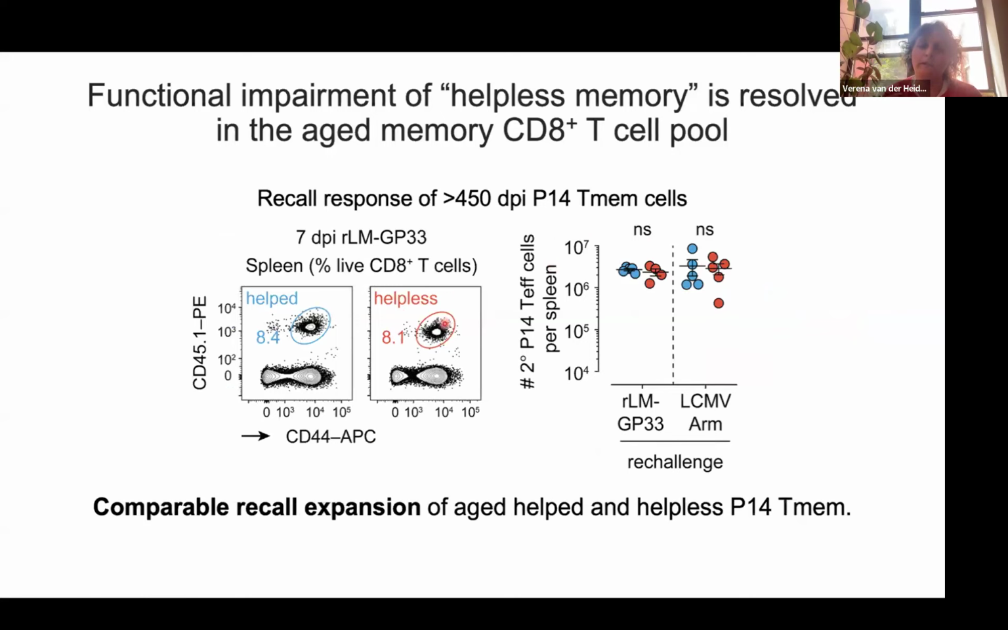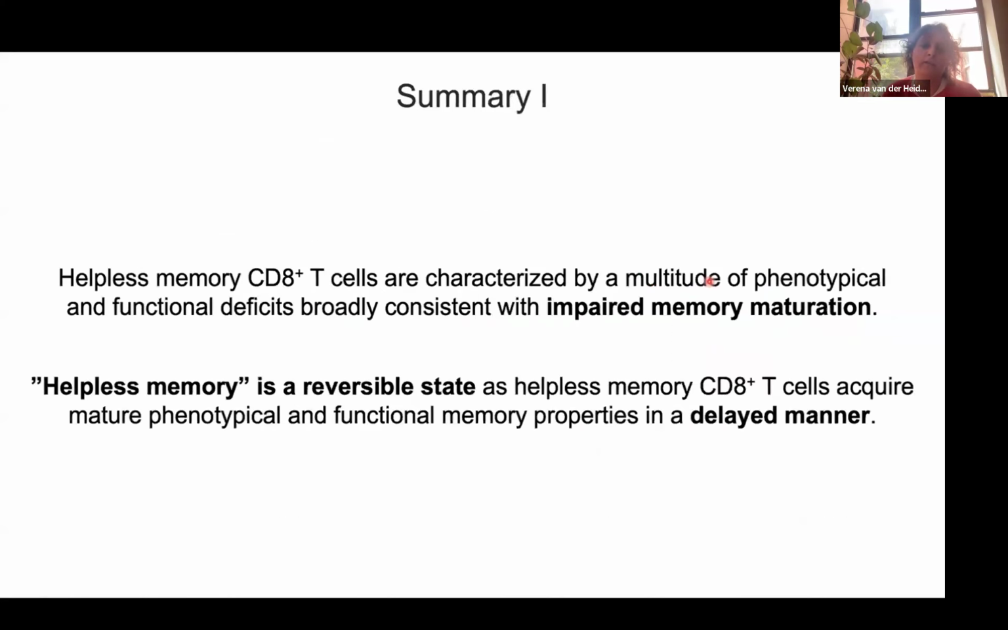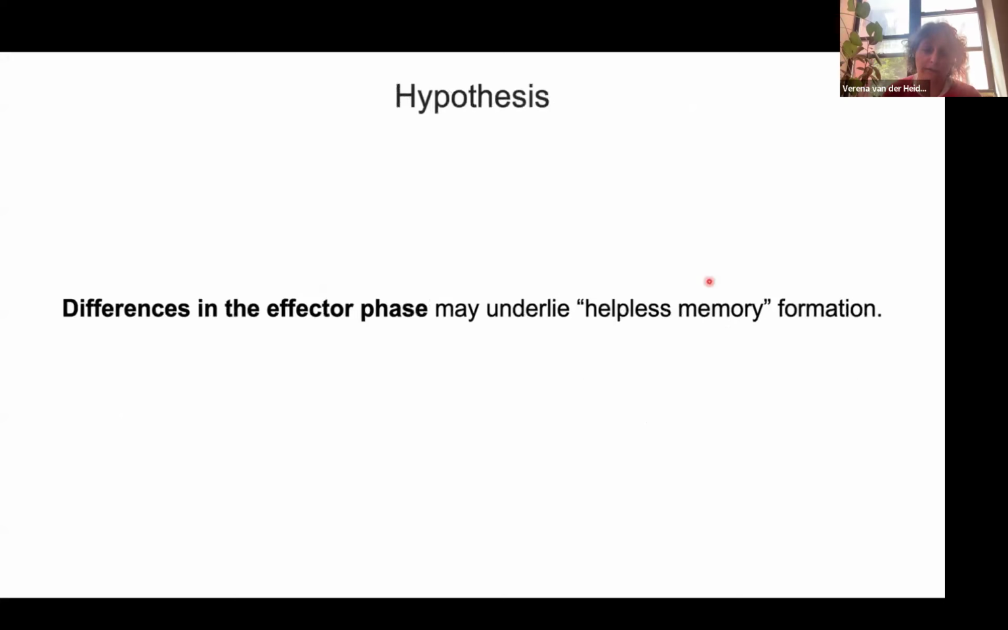And then when you re-challenge these aged helped and helpless P14 in naive recipients with LCMV or listeria that is expressing GP33, there is no discernible difference in terms of secondary effector expansion, which then led us to the conclusion that in principle, helpless memory seems to be reversible because this defect is resolved over time. But what is interesting is that these helpless memory T cells kind of mature at a delayed pace.